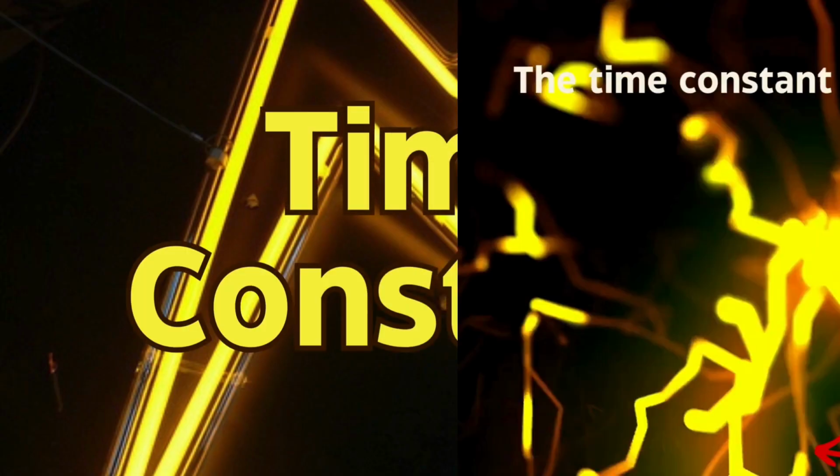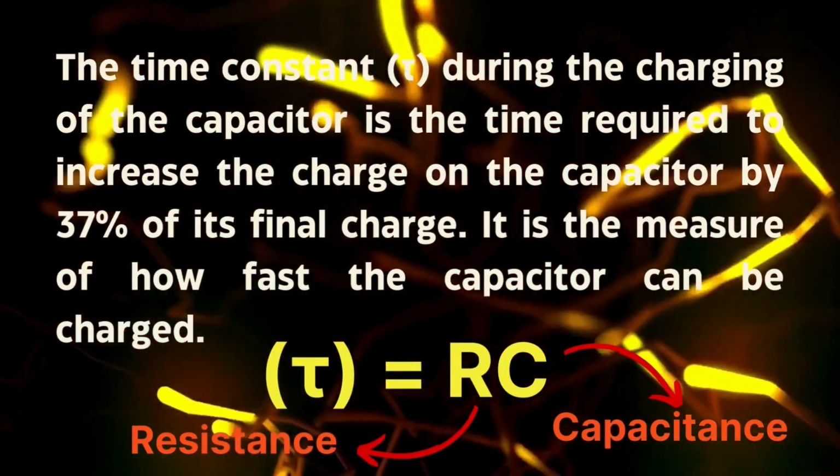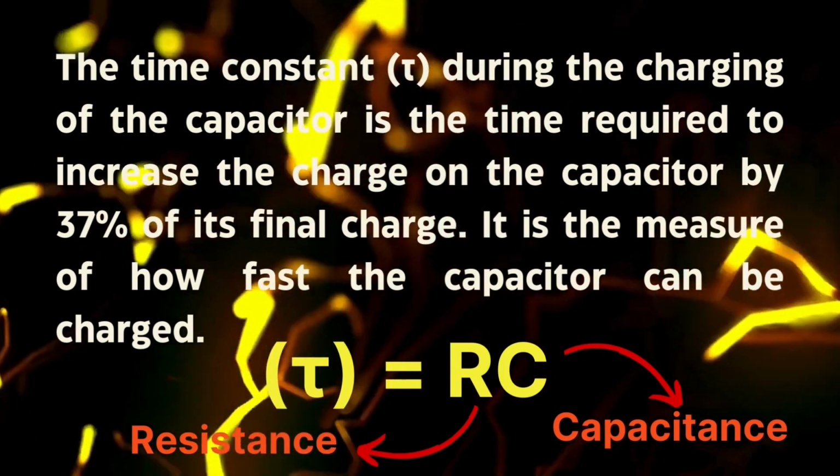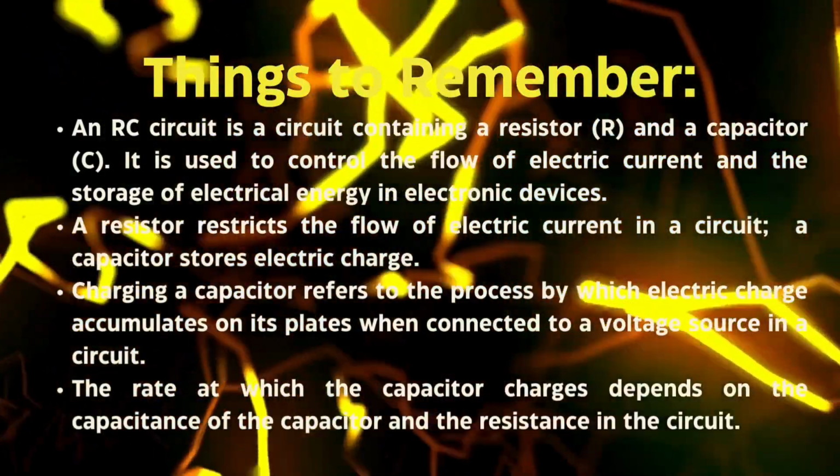The time constant during the charging of the capacitor is the time required to increase the charge on the capacitor to 37% of its final charge. It is the measure of how fast the capacitor can be charged.